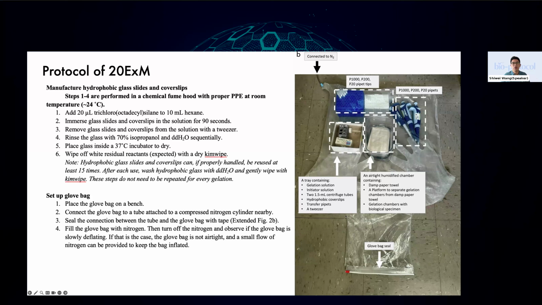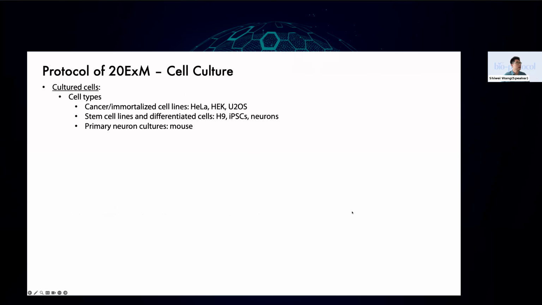So once these are set up, we're ready to actually perform the experiment on the biological sample. And I will go through the cell culture first. So the types of cultured cells we've tested in our lab have included pretty commonly used cancer immortalized cell lines such as HeLa, HEK, and U2OS. We have also tested stem cell lines and induced pluripotent stem cells as well as differentiated cells. And we also have tested primary neuron cultures, such as from mouse brain.